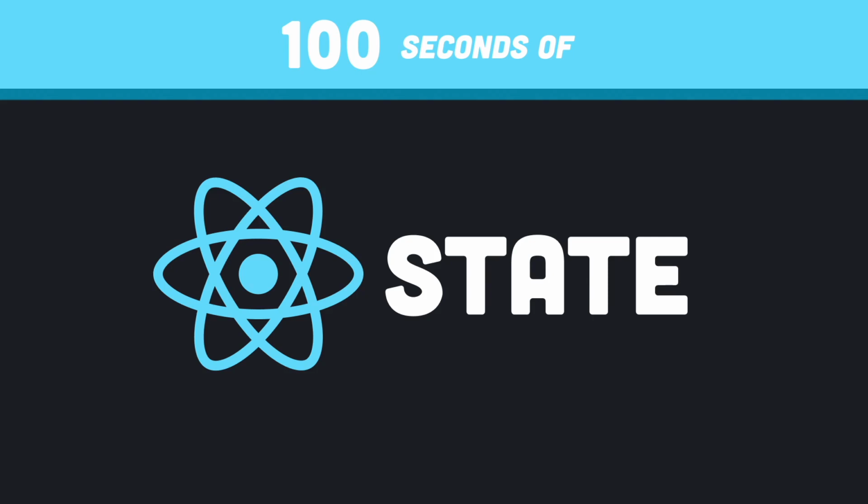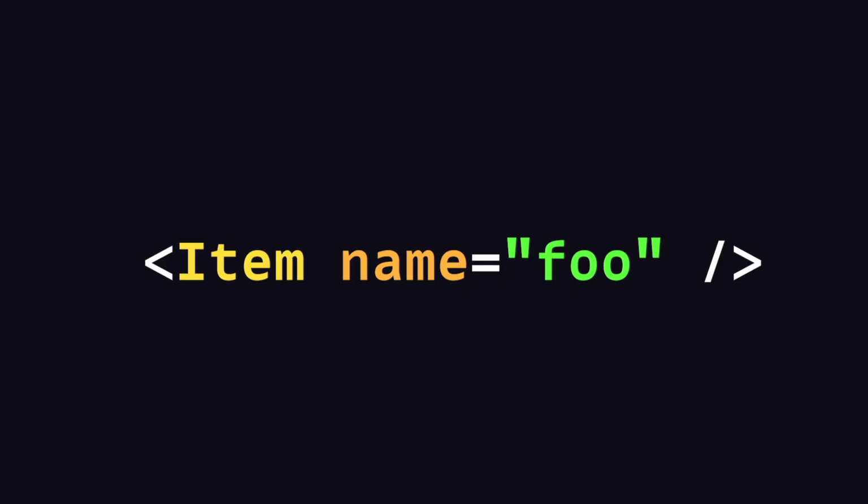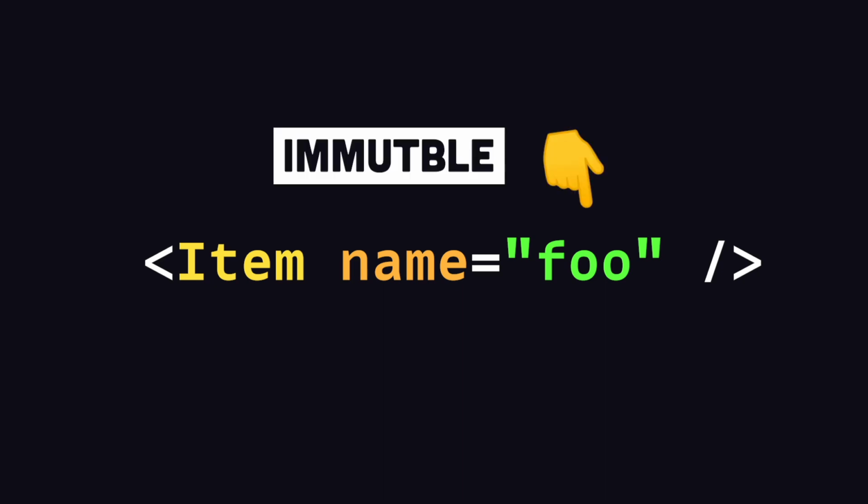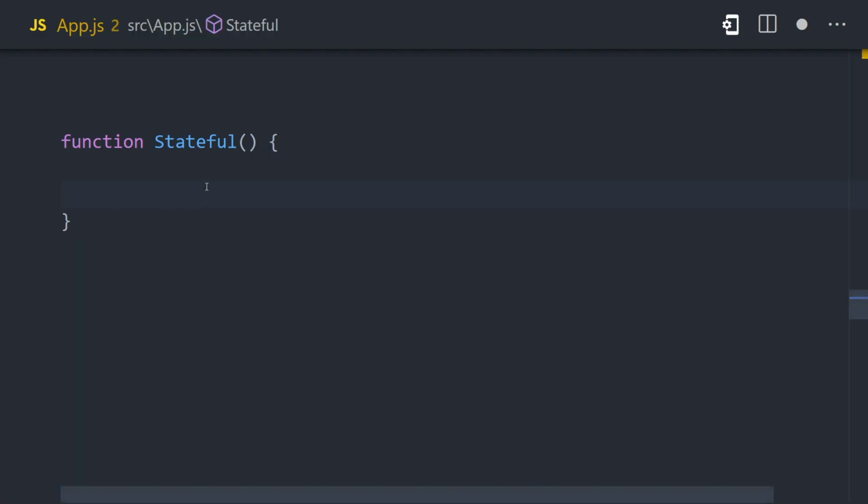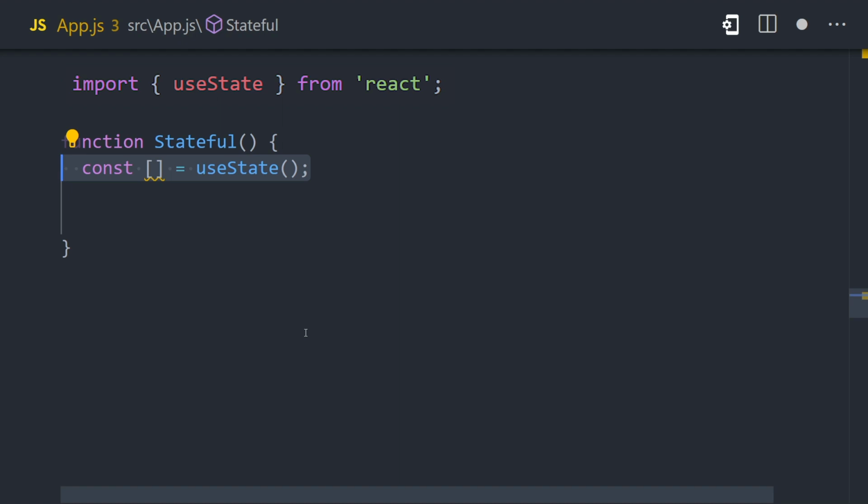State. Data that changes throughout the lifecycle of the app. We use props to share data between components, but how do we actually modify that data? Well, props are immutable, which means we can't just change their value anywhere and expect React to update the UI. For data that changes, React provides a hook called useState.